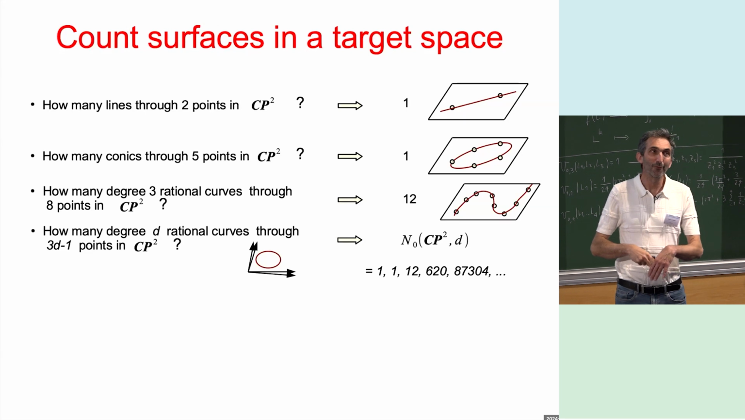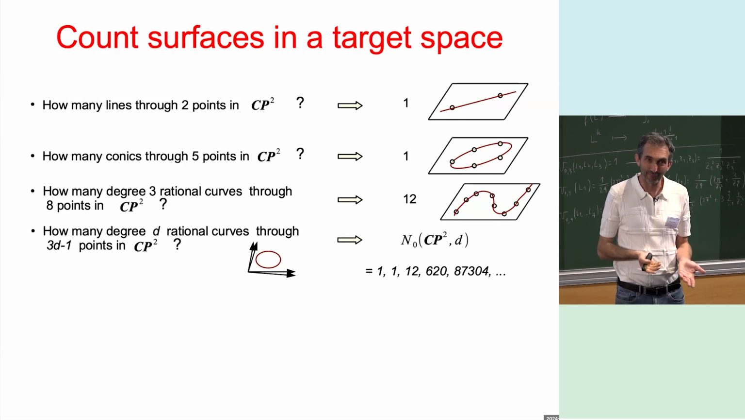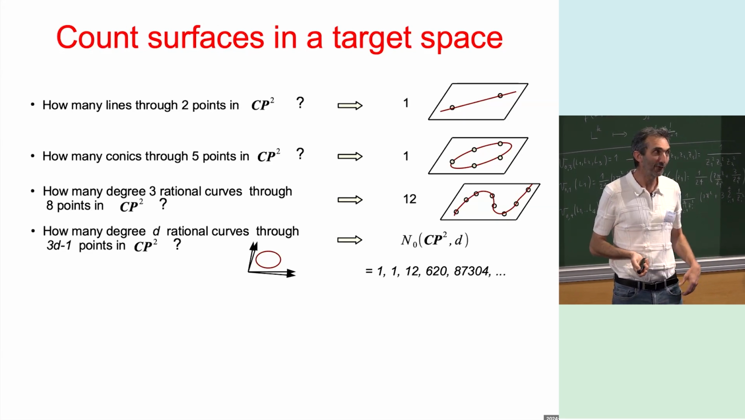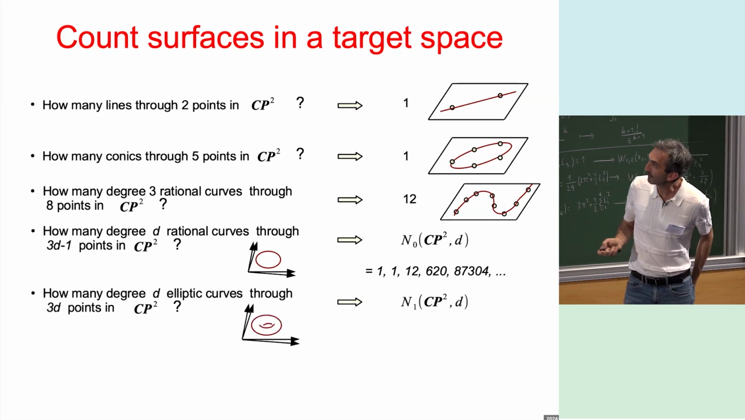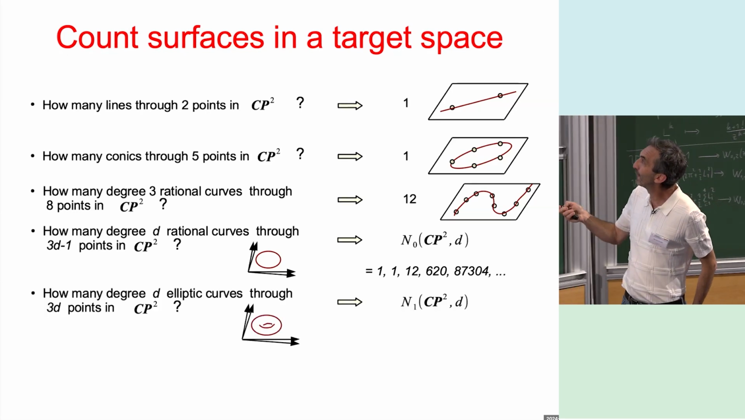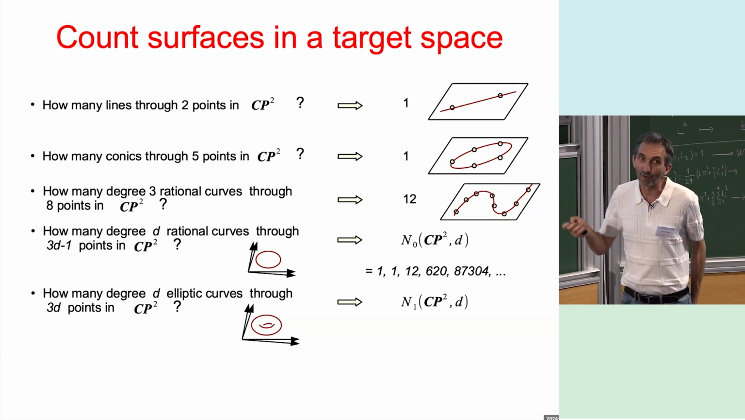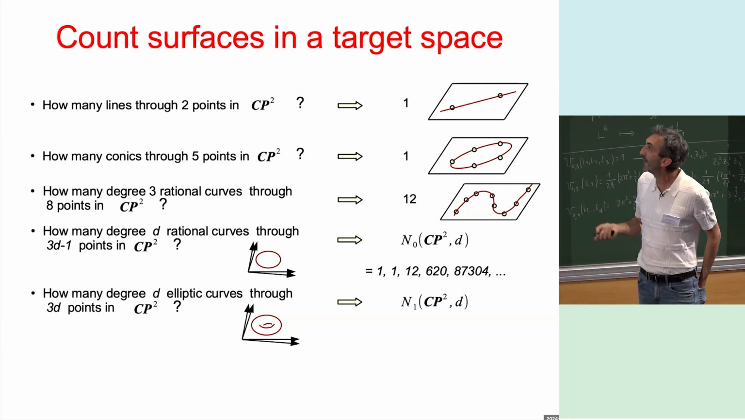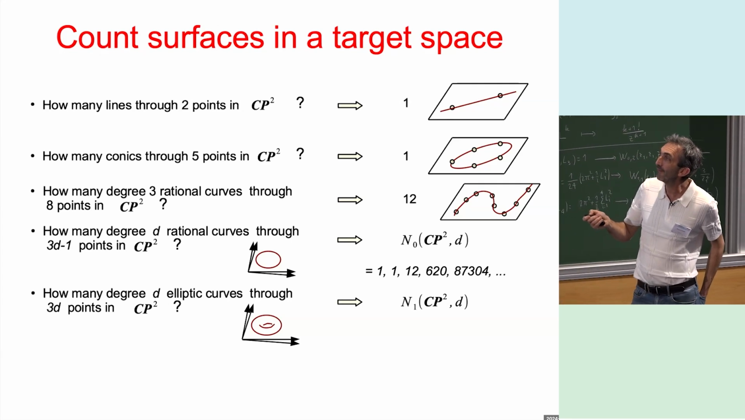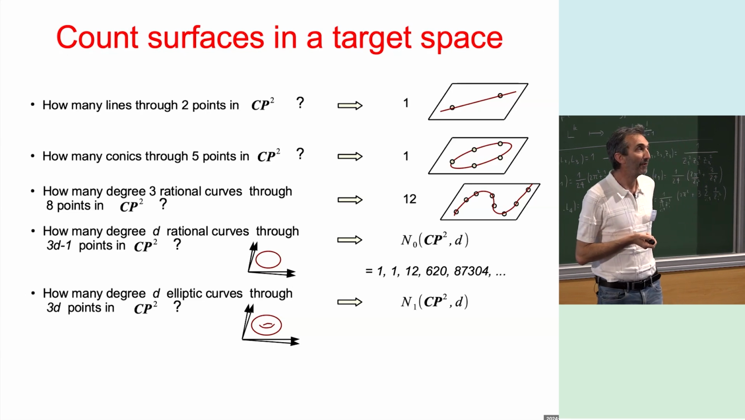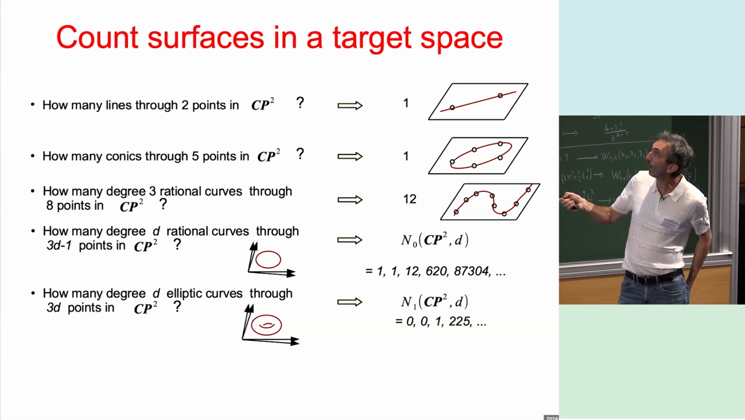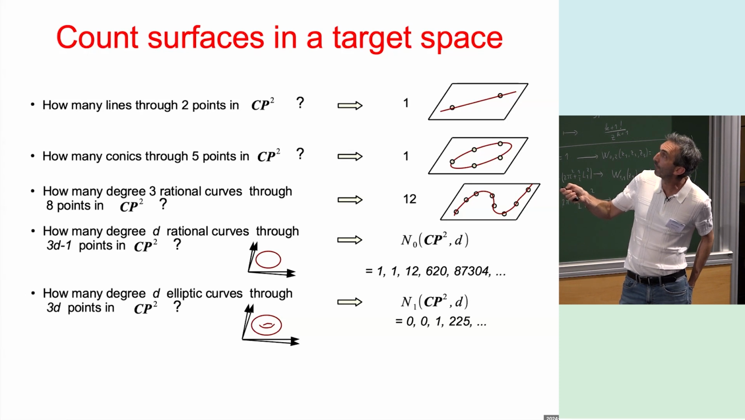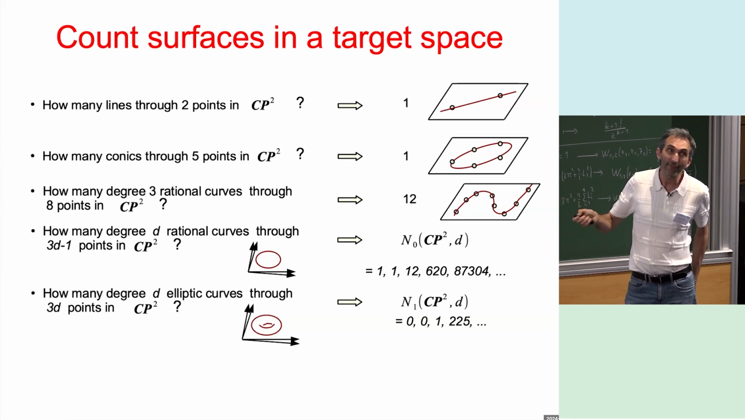Okay. In fact, so the word rational was important. Rational means that when you write this curve in C cross C, it's a surface, and rational means it's a surface of genus 0. Now ask the same question. Now take a surface of genus 1, it's called an elliptic curve. So how many elliptic curves go through 3D points in CP2? And here, so let's call this number N1 now. So N0 was for genus 0, N1 is for genus 1 curves.